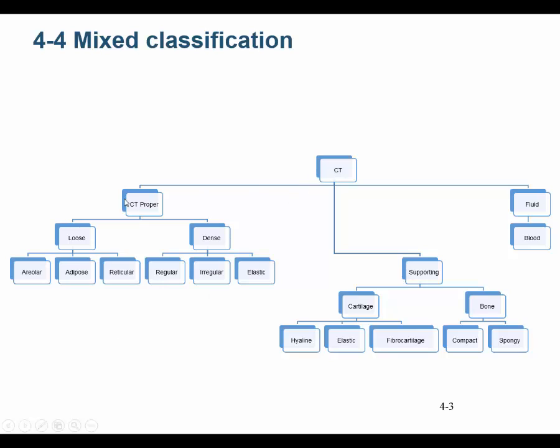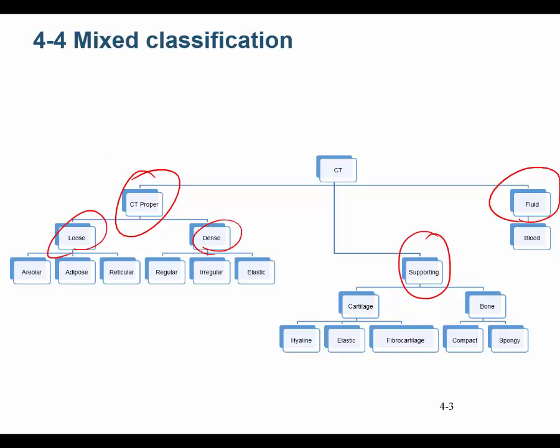Break down connective tissue into connective tissue proper, supporting connective tissue, and fluid connective tissue. Those are the three main categories of connective tissue breakdown. Now let's just go one at a time. Connective tissue proper can be broken down into loose and dense. Under loose, you have areolar, adipose, and reticular. Under dense, you have dense regular, dense irregular, and elastic.